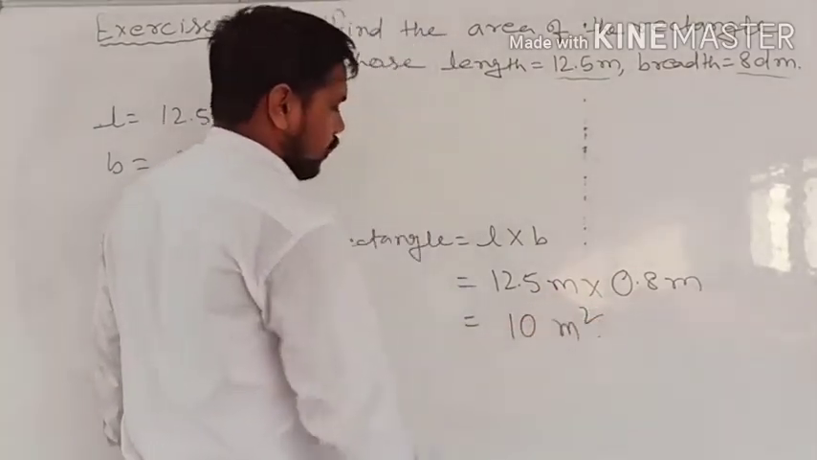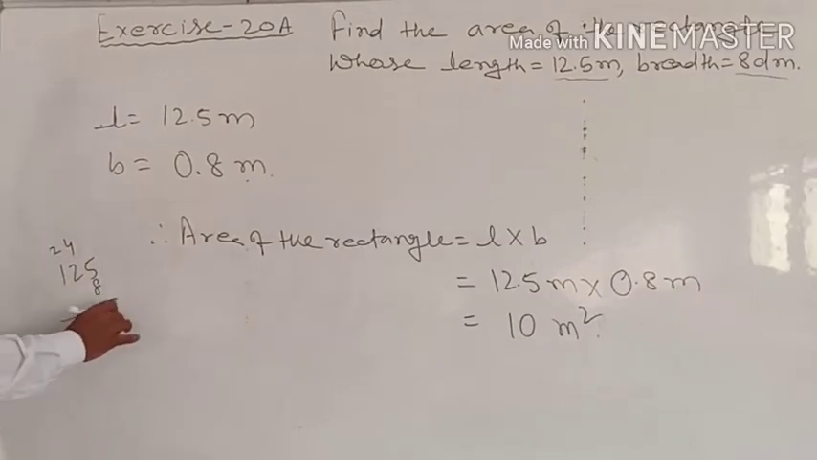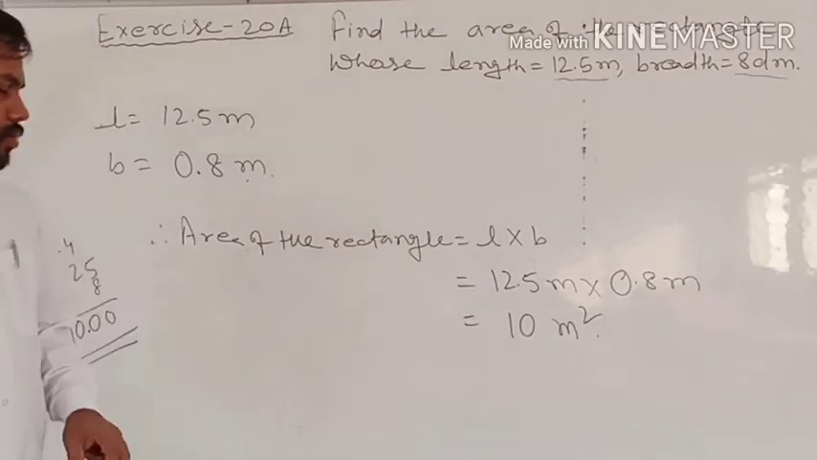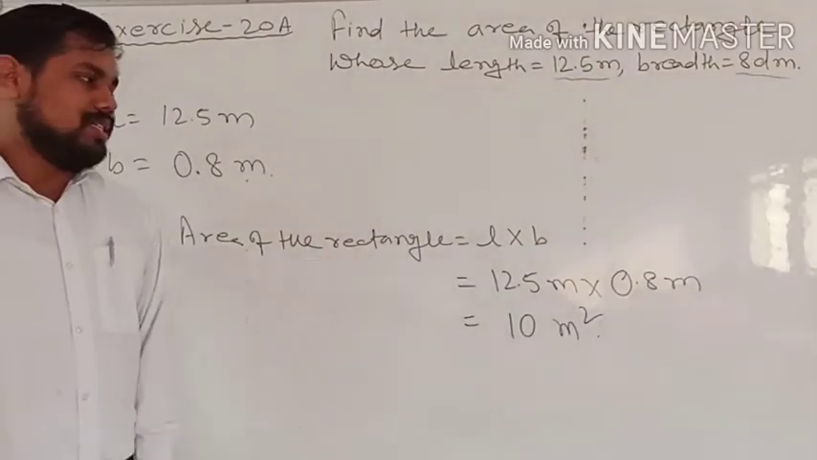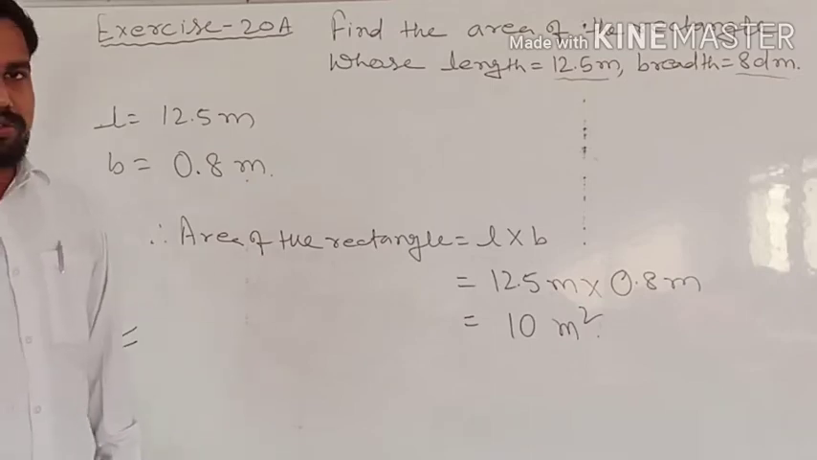10 meter square. If you multiply 125 by 8, you get 1000, and since there are 2 digits after the decimal point, the answer is 10 meter square. So this is how you can solve question number 1. Let us see the next question.